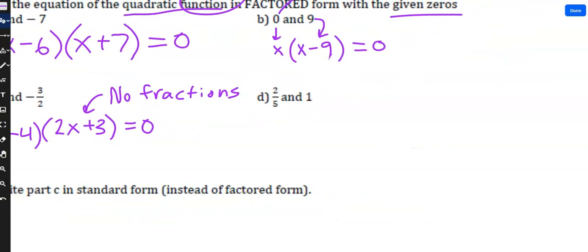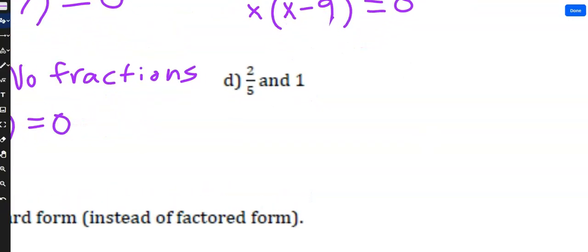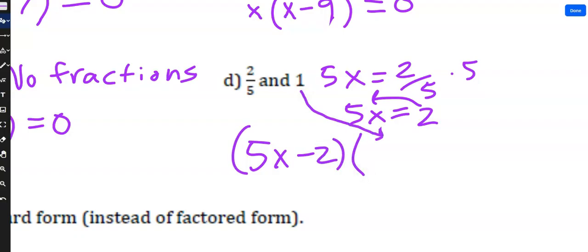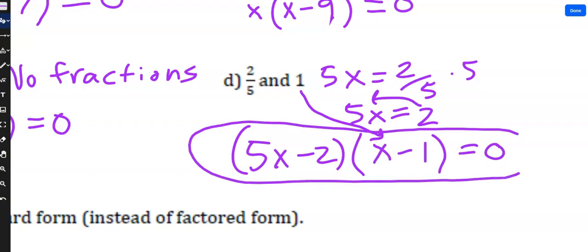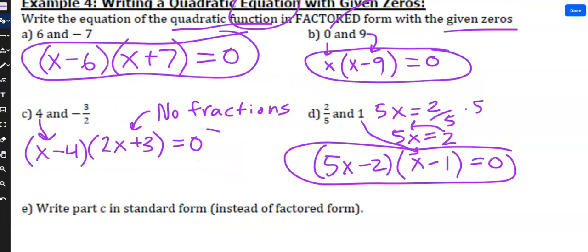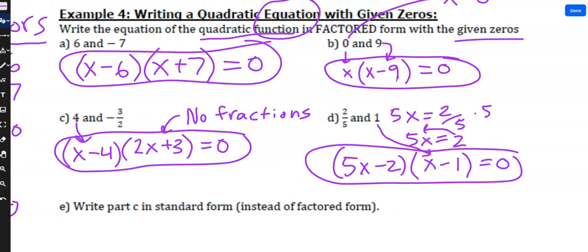So same thing here. Starting out with x equals 2/5. So multiply by 5 on both sides. So that's 5x equals 2. Bring the 2 over. So 5x minus 2, which is obviously the more difficult one. And then the 1 over here, x minus 1, that's a pretty easy one, equals 0. So here are my equations. I guess I should have circled them just so that it was very obvious what my answer was on those. But those are those 4 answers.